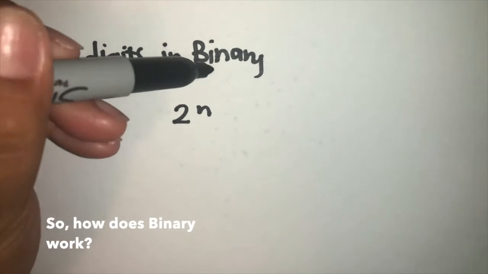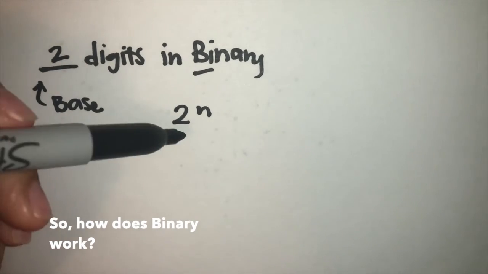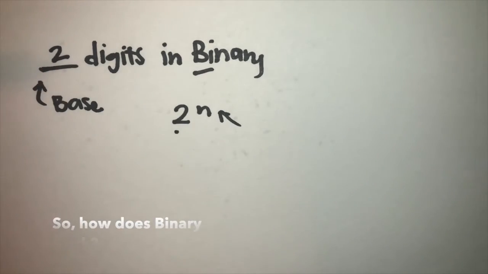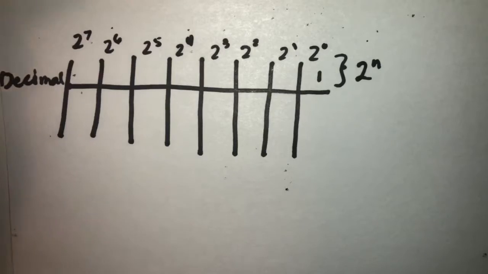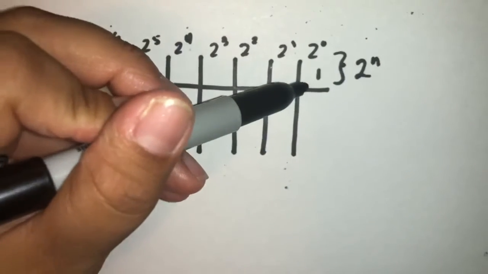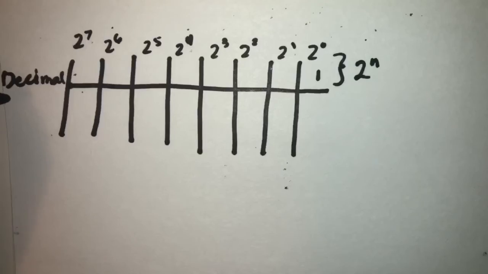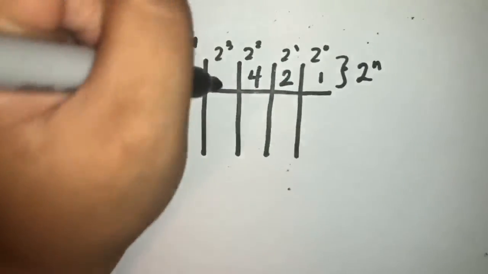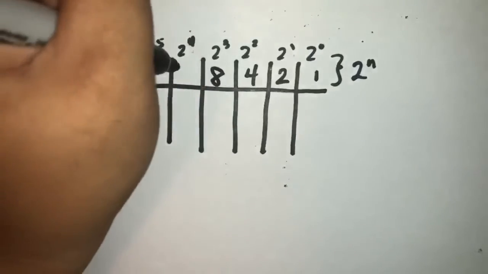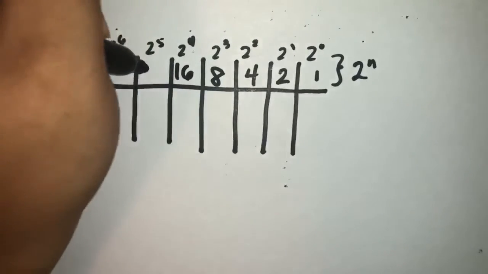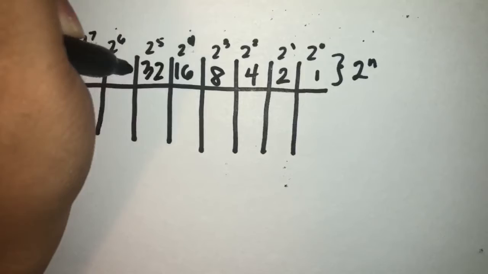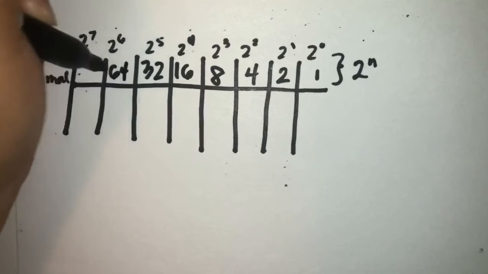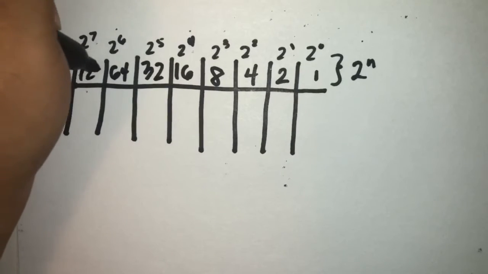Because there are 2 digits in binary, 2 is the base number, along with the number of digits raised to a power. Starting with the decimal of 1, continue adding the same number repeatedly to the result. For example, 1 plus 1 equals 2, 2 plus 2 equals 4, 4 plus 4 equals 8, 8 plus 8 equals 16, 16 plus 16 equals 32, 32 plus 32 equals 64, and 64 plus 64 equals 128.